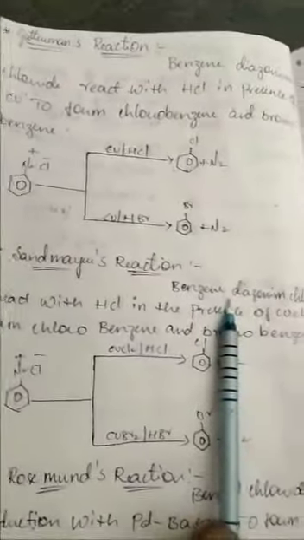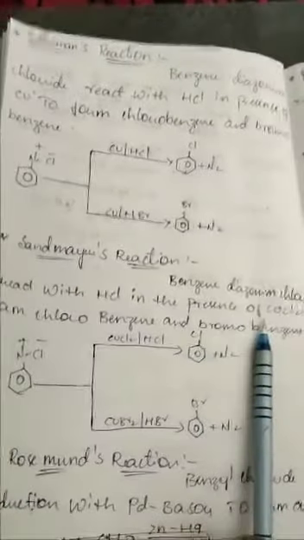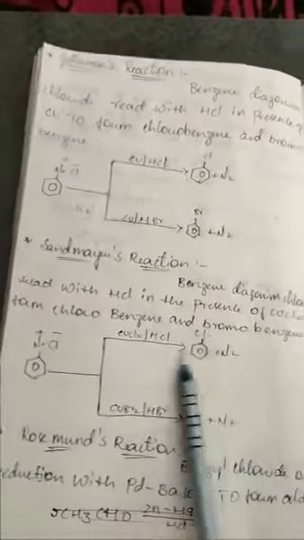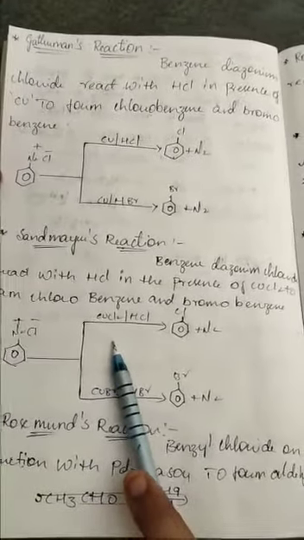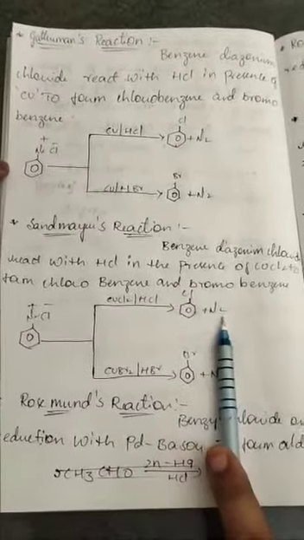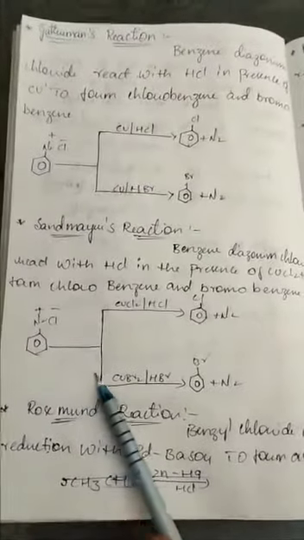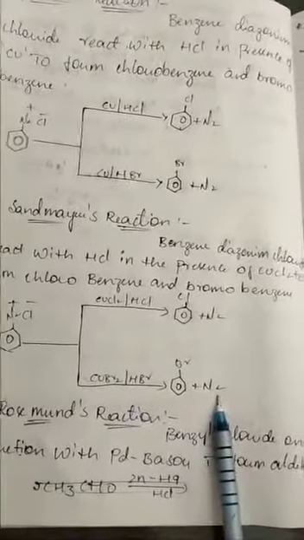Next one, Sandmeyer reaction. Benzene diazonium chloride reacts with HCl in presence of copper chloride to form chlorobenzene and bromobenzene. Here benzene diazonium chloride reacts with cuprous chloride in presence of HCl to form chlorobenzene, byproduct nitrogen. Again, benzene diazonium chloride reacts with cuprous bromide in presence of HBr to form bromobenzene, byproduct nitrogen.